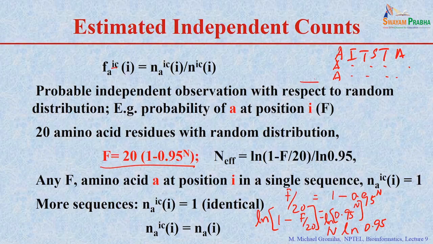Then we add a new sequence, and there are two possibilities. One possibility is it could be A, then in this case n effective of I is equal to 1 because it is identical. Even if you add more, there is no difference because the average is the same. The second possibility is other than A, whatever it is. Because it is not identical, n effective of I equals n of I, because it depends upon the amino acid.